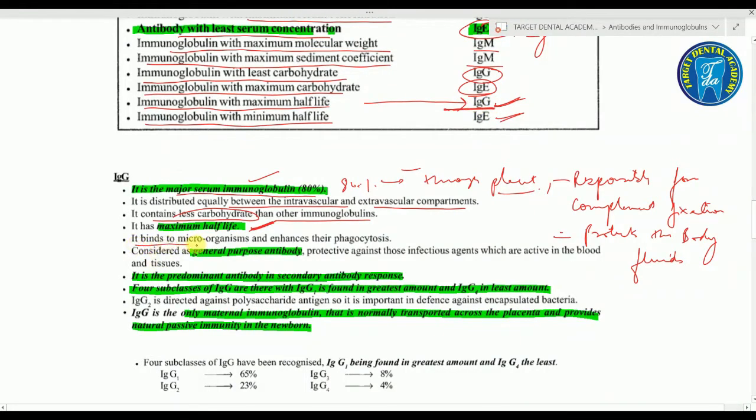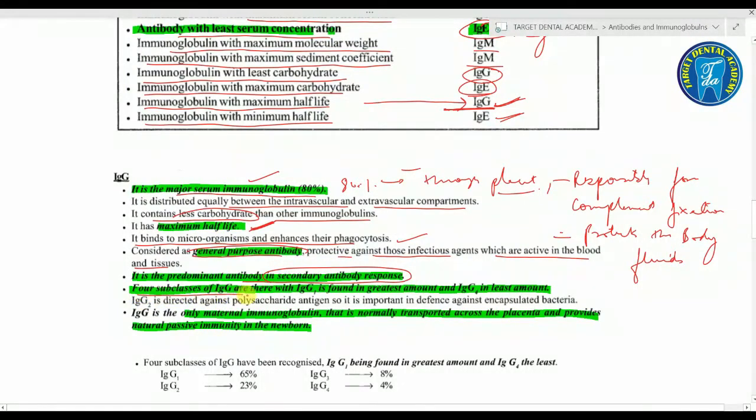So it binds to the microorganism and enhances phagocytosis. Considered a general purpose antibody, it protects against those infectious agents which are active in the blood and the tissues. It is the predominant antibody in the secondary antibody response.